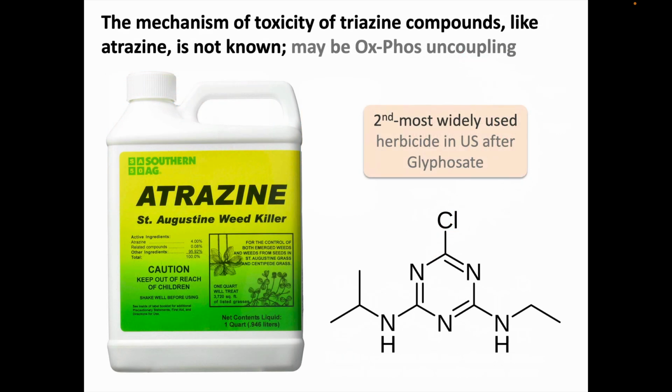Atrazine is an example of one of the triazine herbicides. Atrazine is the second most widely used herbicide in the US after glyphosate. We don't know its mechanism of toxicity in humans, but it may be from uncoupling of oxidative phosphorylation.